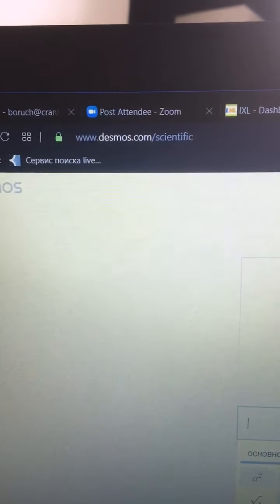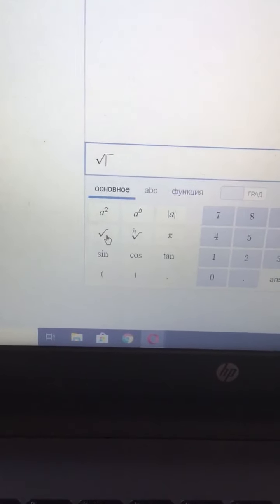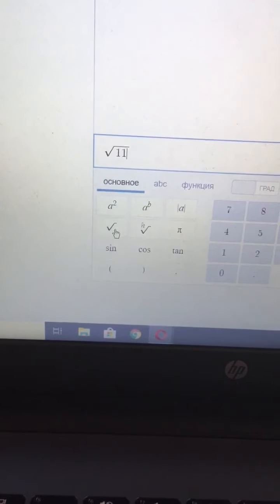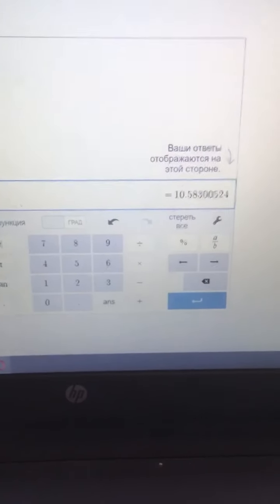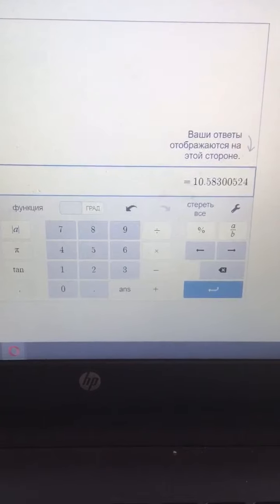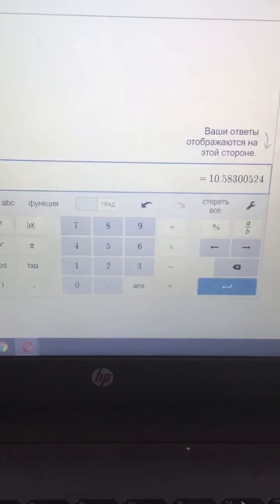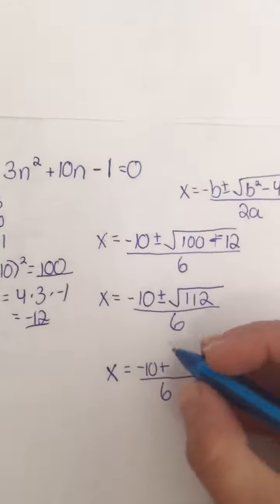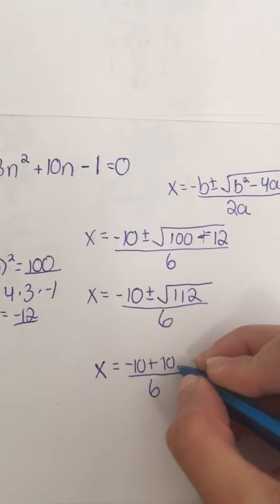So if you don't have a calculator, you can go online to decimals.com/scientific. And then to find a square root, you're just going to use this key here that my pointer is on. So you're going to type square root of 112. And that gives us over here, it's about 10.58. So we'll go to the hundredths place. So it's 10.58. Okay, so back over here, and we're plugging in 10.58.